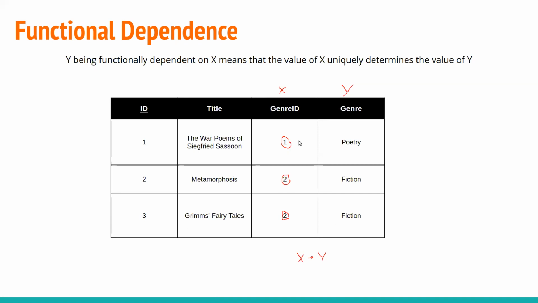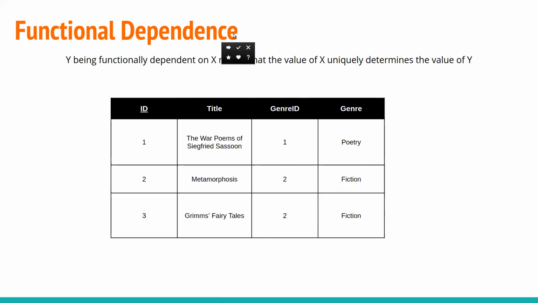So let me show you. If we know that X is 1, then we know that Y is poetry. If we know that X is 2, then we know that Y is fiction. In every case, do you see that? Whenever X is 2, Y is fiction. Whenever X is 1, Y is poetry. And so we have this functional dependence between X and Y. Cool. So that's one example.